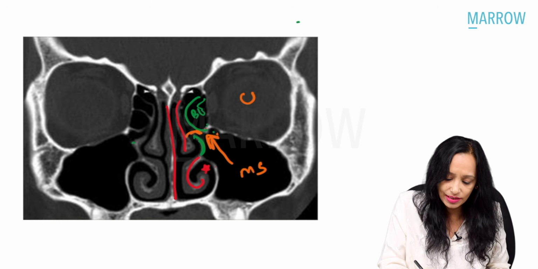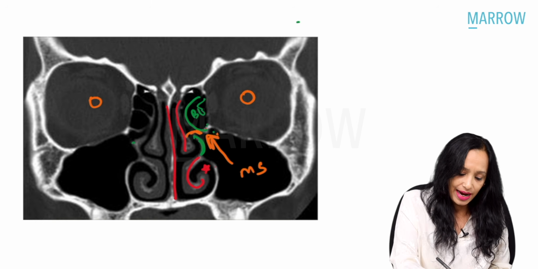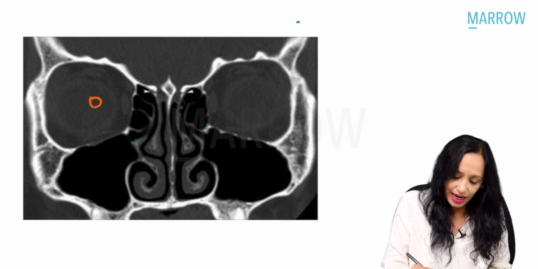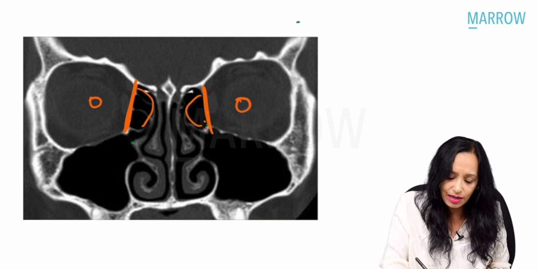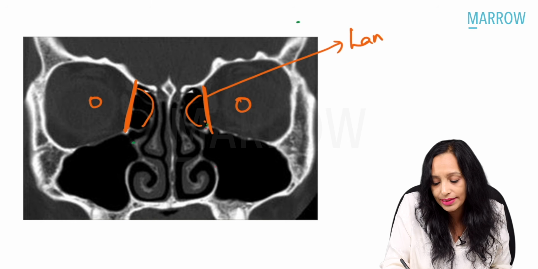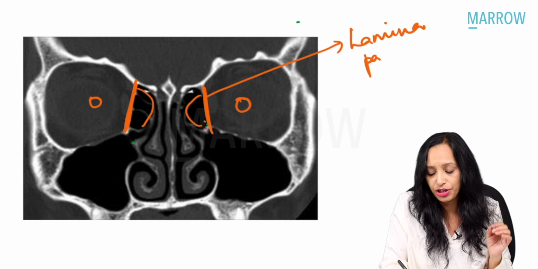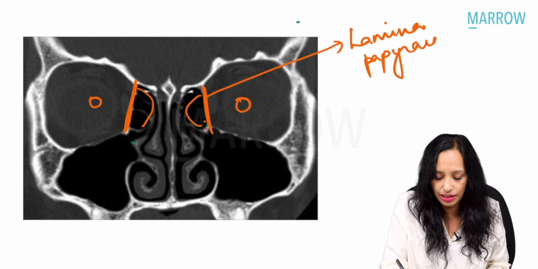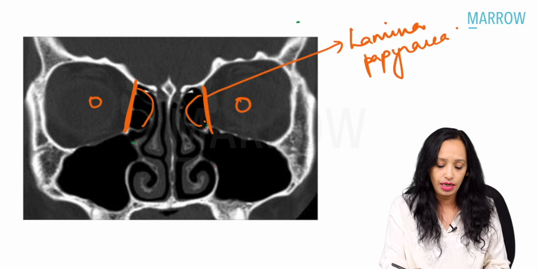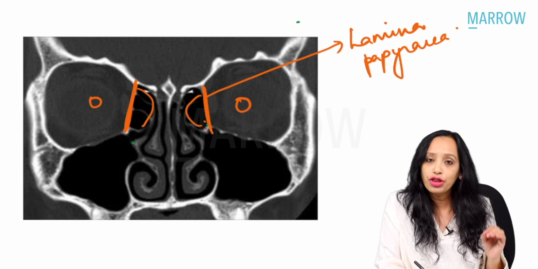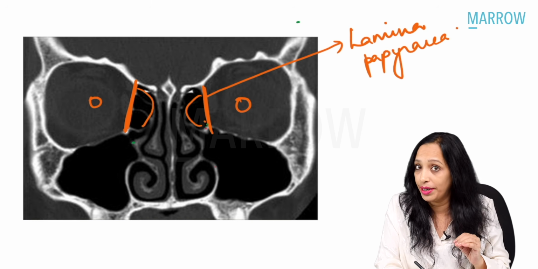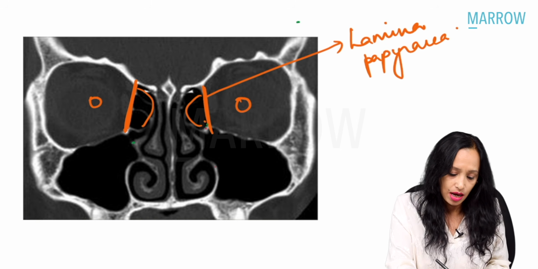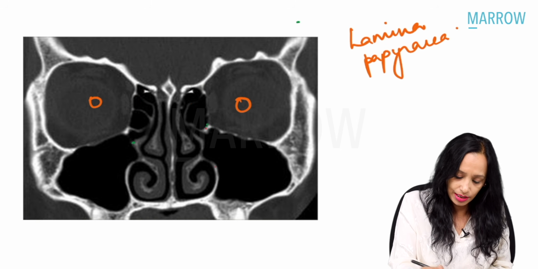This is the infundibulum. And here what is this? Yes, these are the two orbits. And see carefully, in between the orbit and the ethmoid is a thin papery bone. This thin papery bone is what is known as lamina papyracea, like a paper. So, ethmoid sinusitis is the most common cause of infections to the orbit, right?